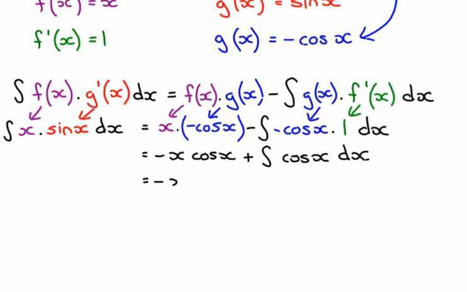So that's negative x cos x plus the integral of cos x. Go to your table that shows you functions and derivatives. Go to the derivative column. Now go back and see what goes with cos x. We know that the integral of cos x is sine x, and don't forget to add your constant of integration.